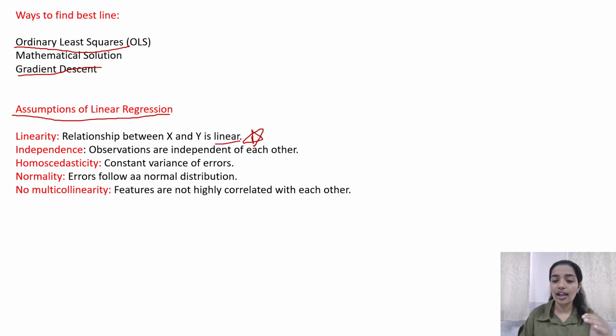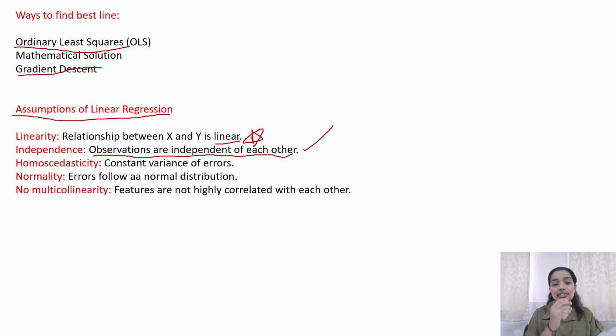That means as soon as the independent variable increases, the dependent variable will also increase, so the growth will be linear between both of them. And independence, again, this is a very important assumption of linear regression, that the observations are independent of each other.